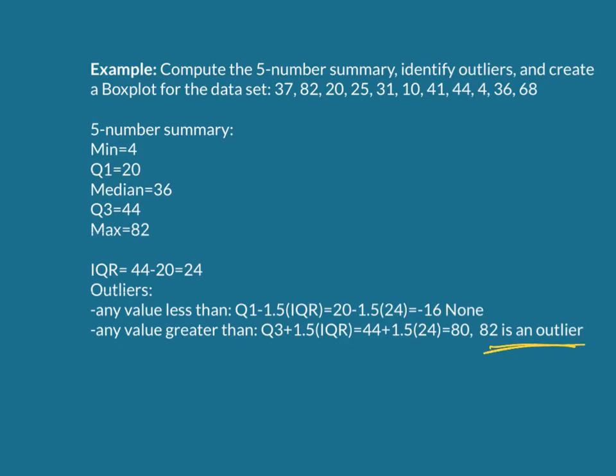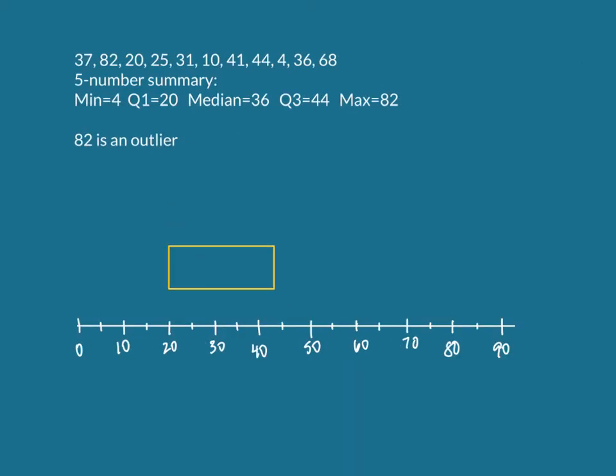So if 82 is an outlier, I want to note what's the next largest value in the set, and a quick scan tells me that 68 is the next largest. So I want to keep that in mind. For my box plot, I'm going to actually use 68 for the end of my whisker. So let's see what that looks like. We're going to take our 5-number summary, our minimum of 4, our lower quartile of 20, our median of 36, upper quartile of 44, and our max of 82, but 82 is an outlier.